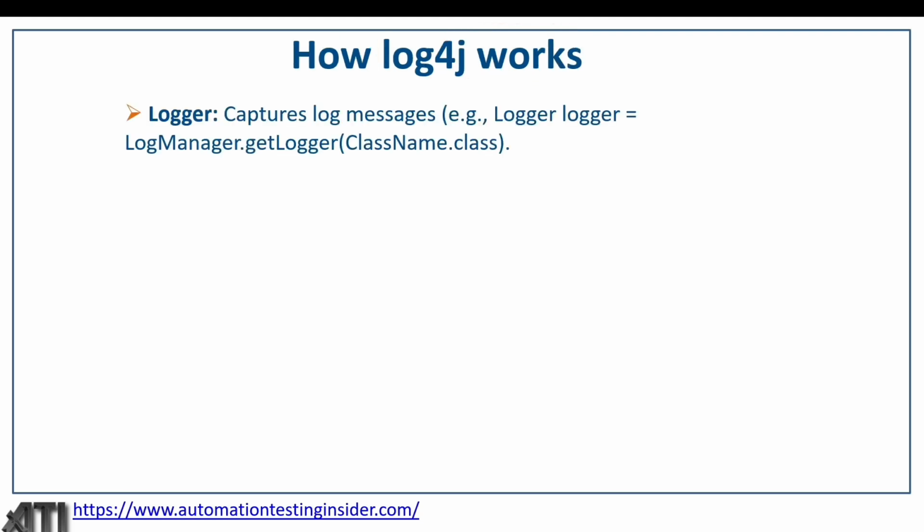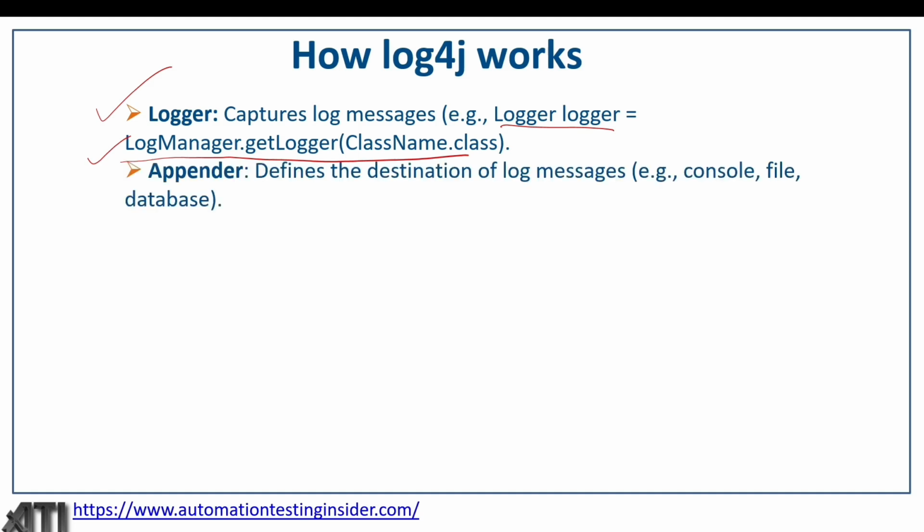How does Log4j work? There are three components in Log4j. One is the logger, which captures log messages. This is how we need to create the object: we call the getLogger method from the LogManager class, right? I'll show you how we can create this logger variable, and then how we can achieve the logging mechanism.